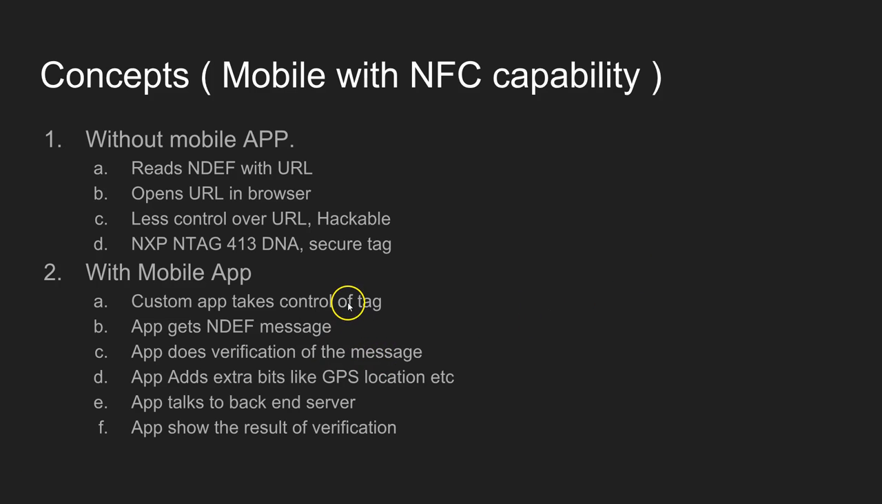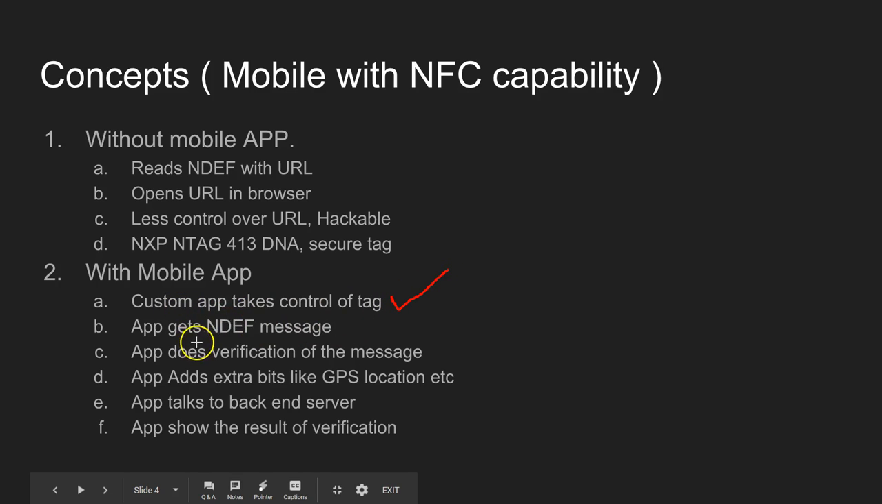The next concept is to use this with a mobile app. Now this again has various advantages and disadvantages. As the name says, you must have your own application installed on the mobile phone. So if you're selling a concept, or if you've made software, you have to have every user of your software install the app. By doing that, you get full control of the tag. Now these are some of the highlights of this method. A custom app takes control of the tag.